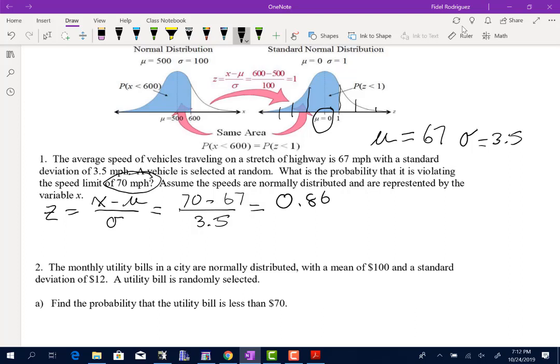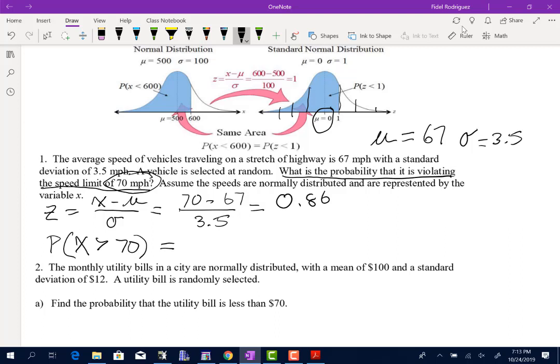I want to read the question, and it says, what is the probability that the car is violating the speed limit of 70 miles an hour? What does it mean that it's violating the speed limit of 70? Does that mean it's going faster than 70 or slower than 70? It's going faster. So in essence, what we're trying to figure out is the probability that x, which stands for the speed, is going to be greater than 70.